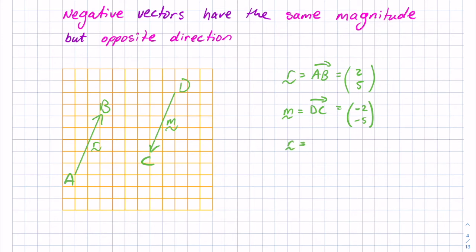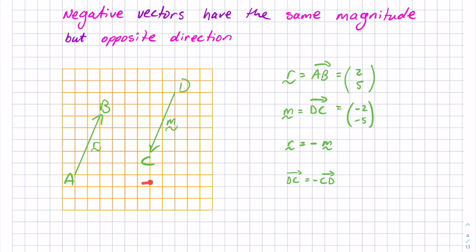Now the vector R is equal to negative of M. They do have the same magnitude, but they have opposite directions. I could also say that DC is equal to negative of CD. The vector from D towards C is the opposite of the vector from C towards D. So remember that arrow is the direction that I'm talking about.